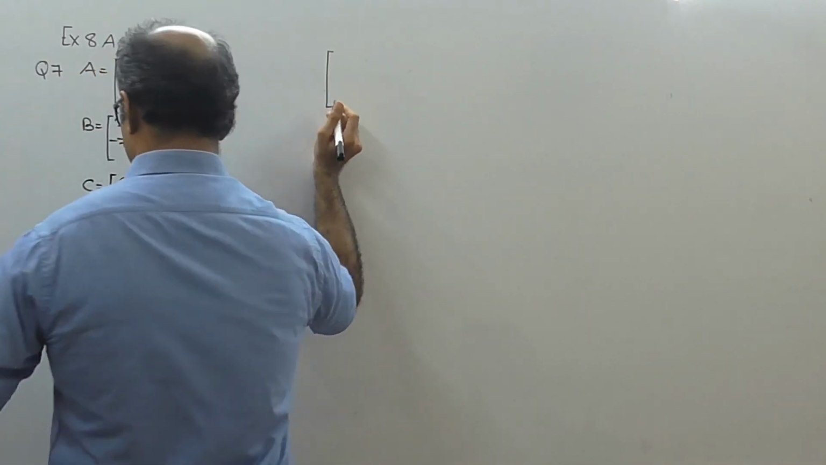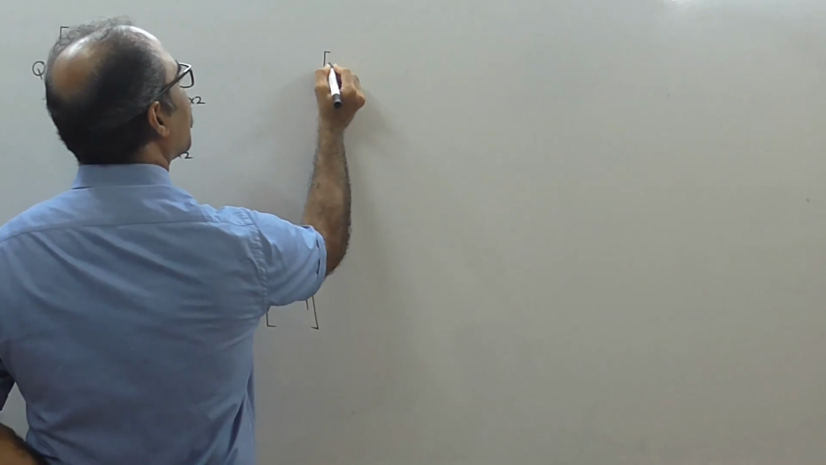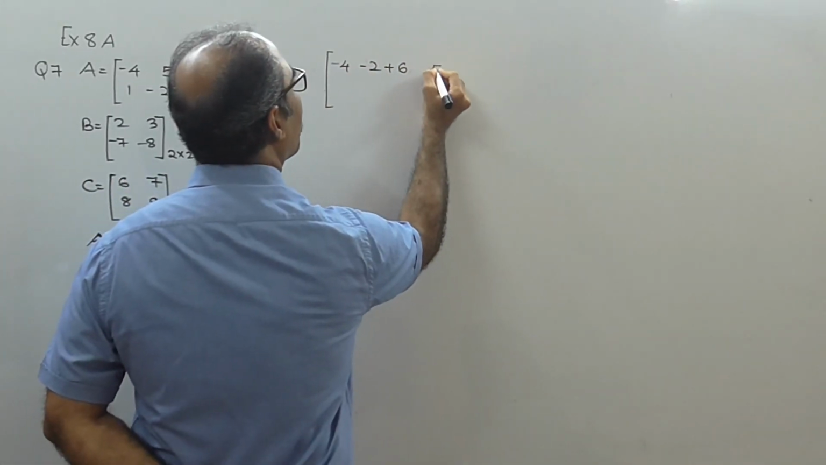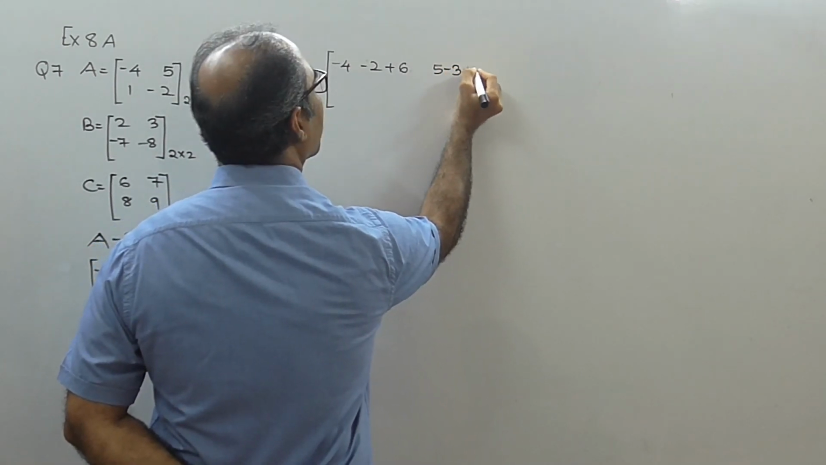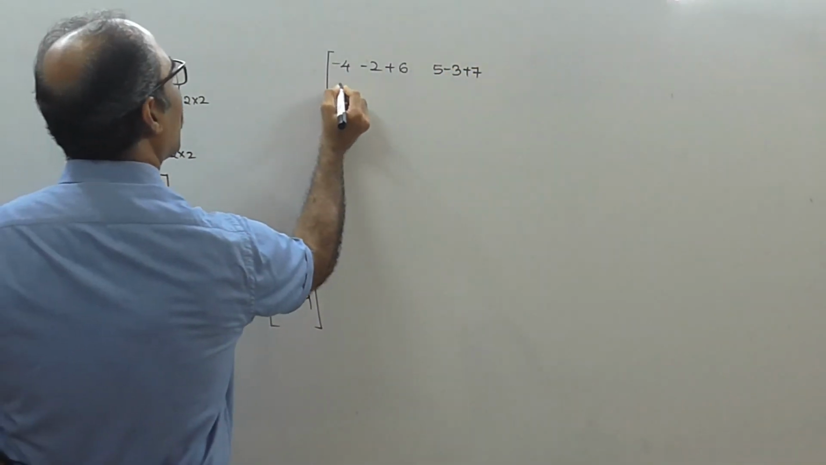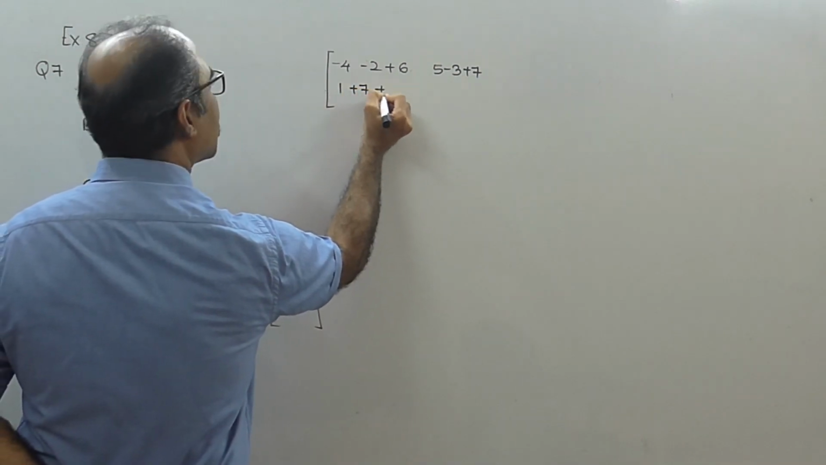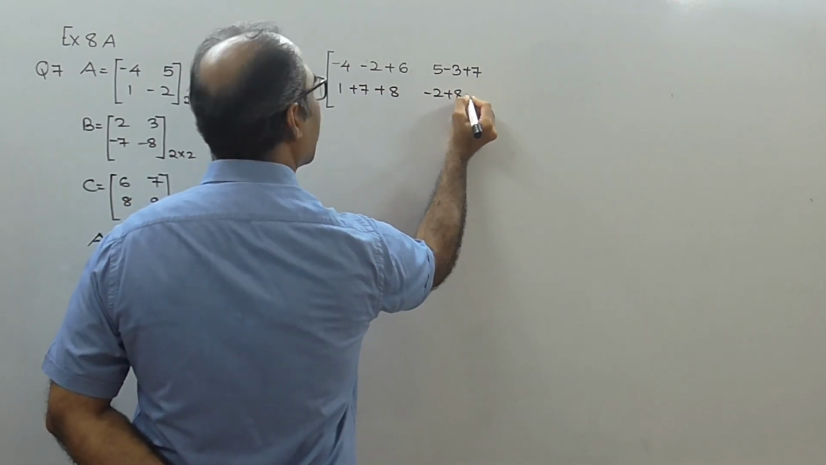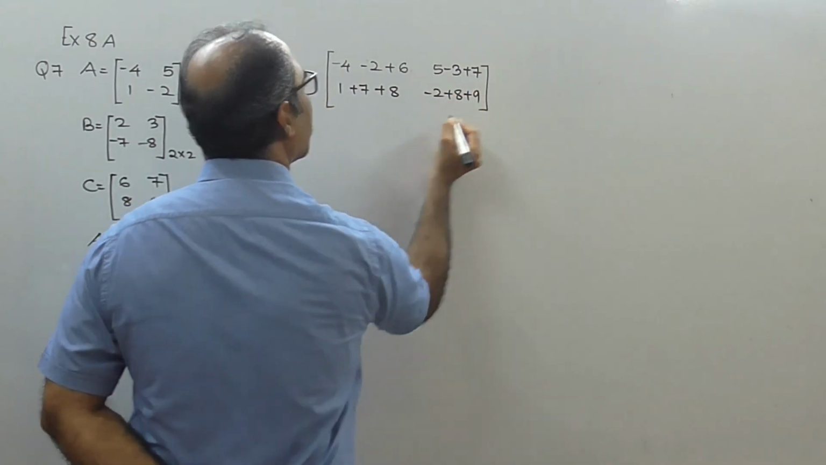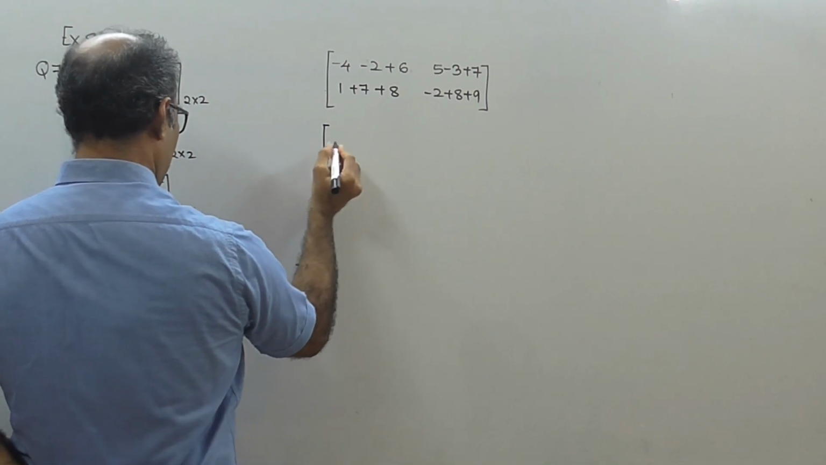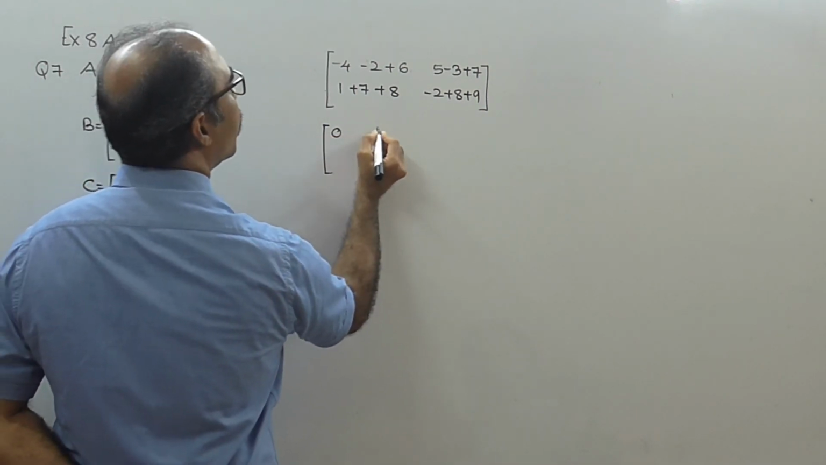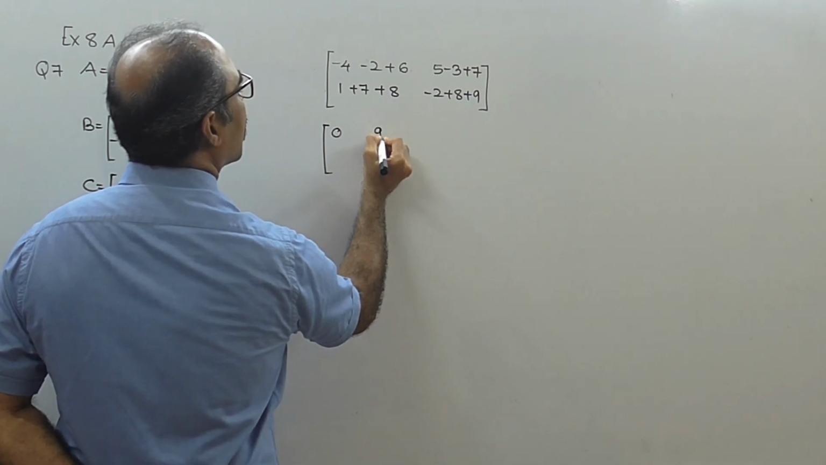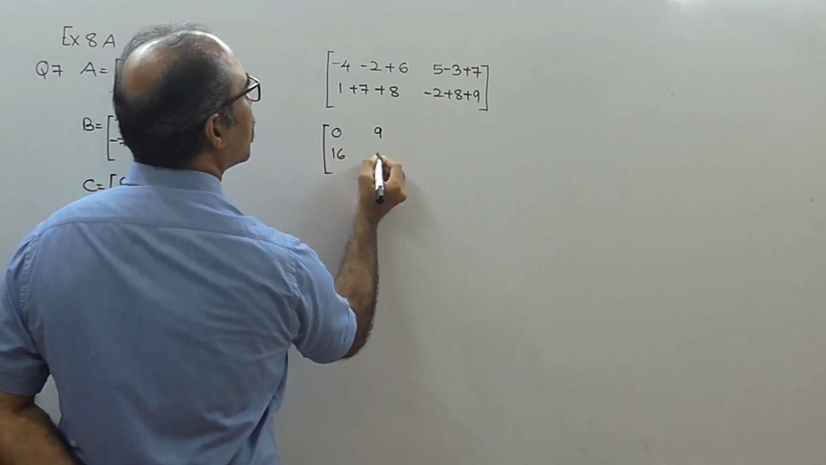So this becomes minus 4, minus 2, plus 6. This is 5, minus 3, plus 7. This is 1, minus of minus 7 is plus 7, plus 8, minus 2, plus 8, plus 9. So this becomes 0. This is 9, 16, 15.